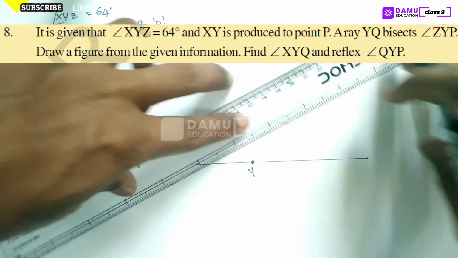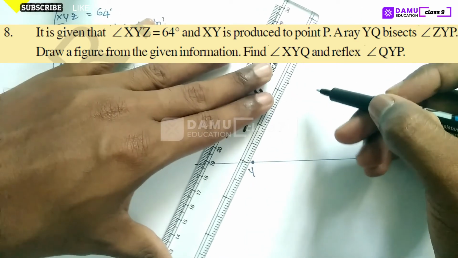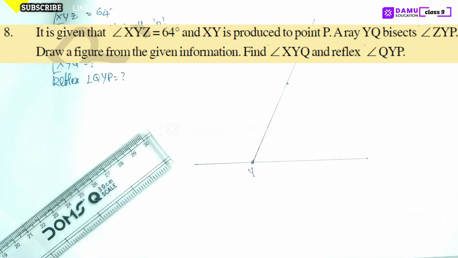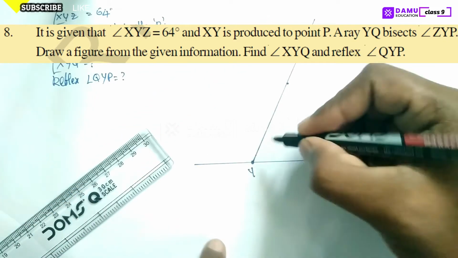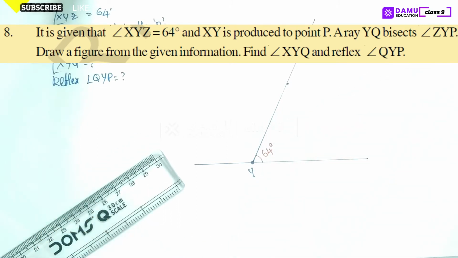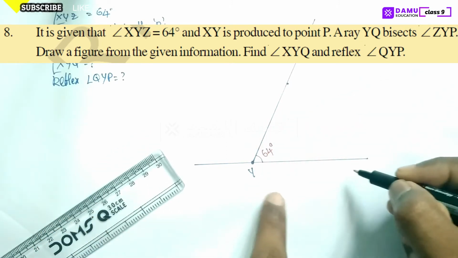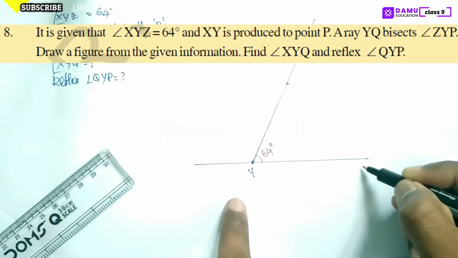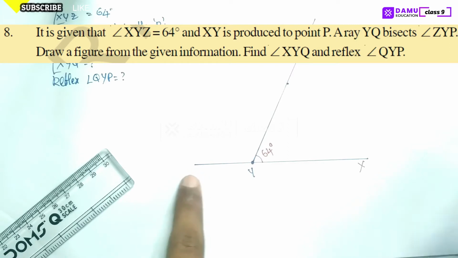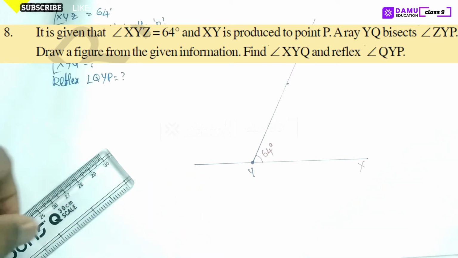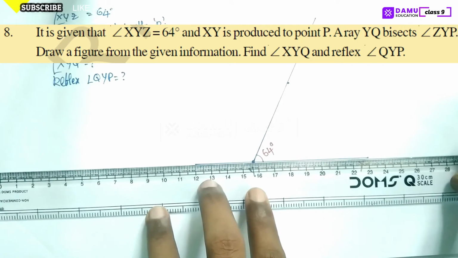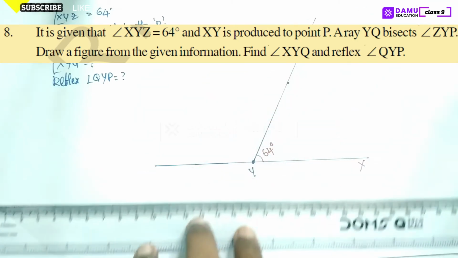So let's draw this. It will be like this. So this angle will be equal to 64 degrees. Then what they have told is XY. So this is the XY line. It is produced to the point P, and ray YQ bisects. So let's take, this is extended up to some point P.